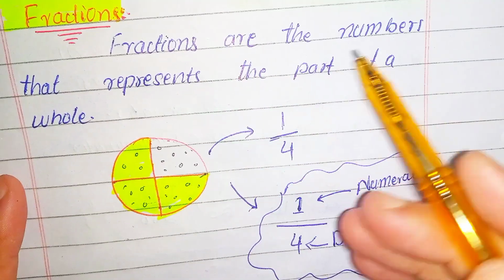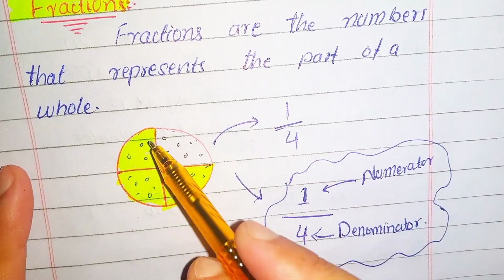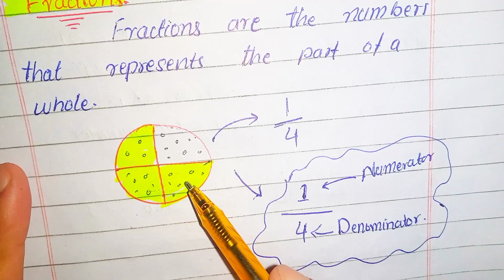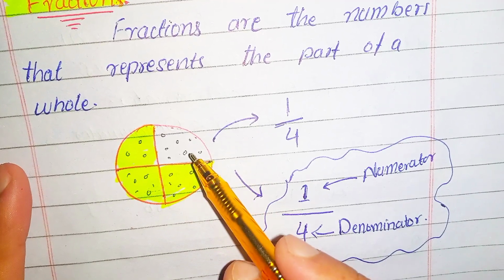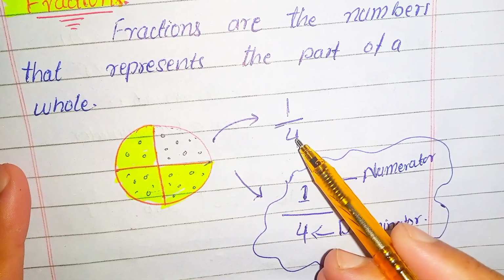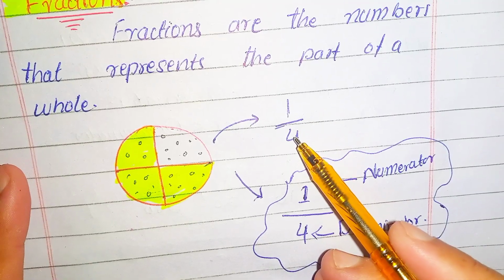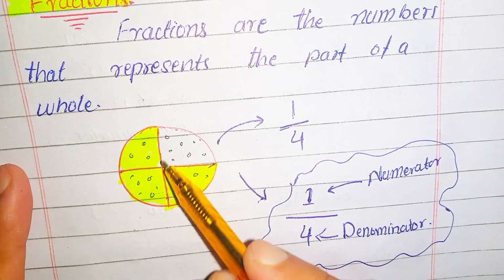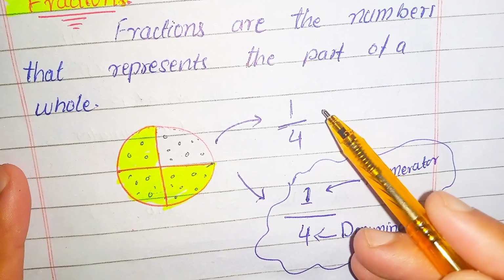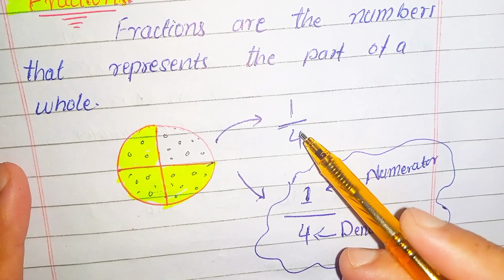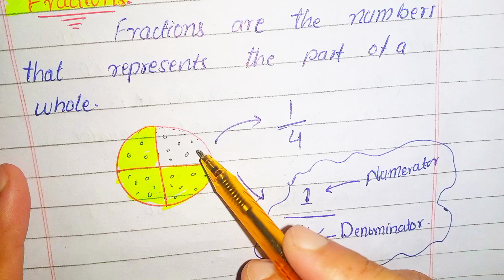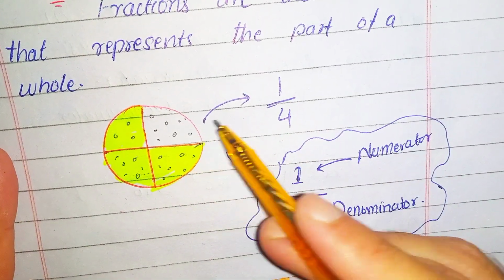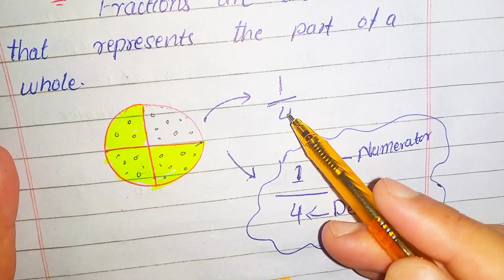So fractions are numbers that represent part of a whole. For example, this pizza is divided into 4 parts, so we can say that this one part is 1 out of 4, or 1 over 4. It means this part is 1/4 of this pizza, right? So this part of the pizza can be written as 1 over 4.